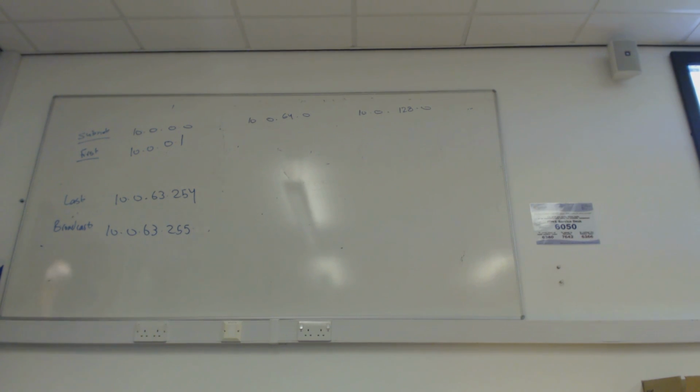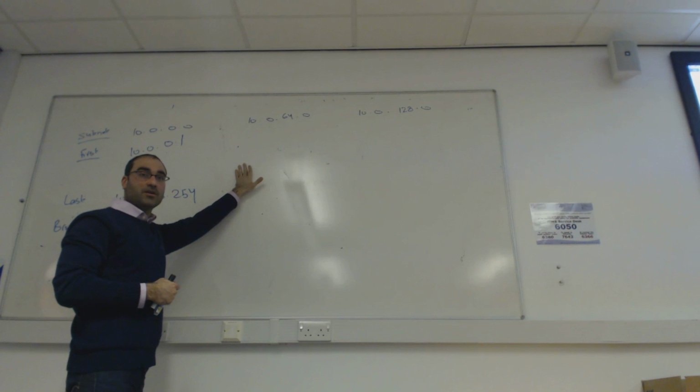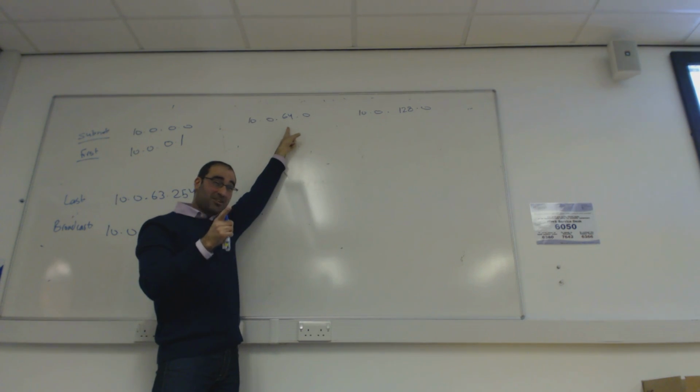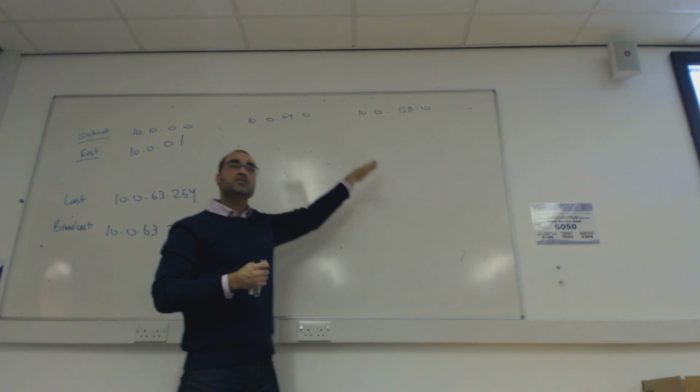Why have you got then 10.0.128? 64 plus 64, what is that? Why do you have to do 64 plus 64? Because you have increments. What's your increment? 64. So if I go from the first subnet to the second subnet, I increment my first subnet by 64. Why is it the third byte? Because that was your interesting byte. Why do you increment it again? Because you want to go to the third subnet.